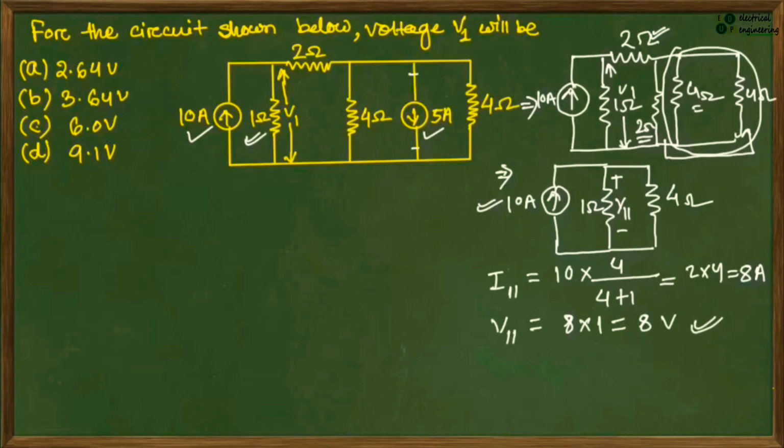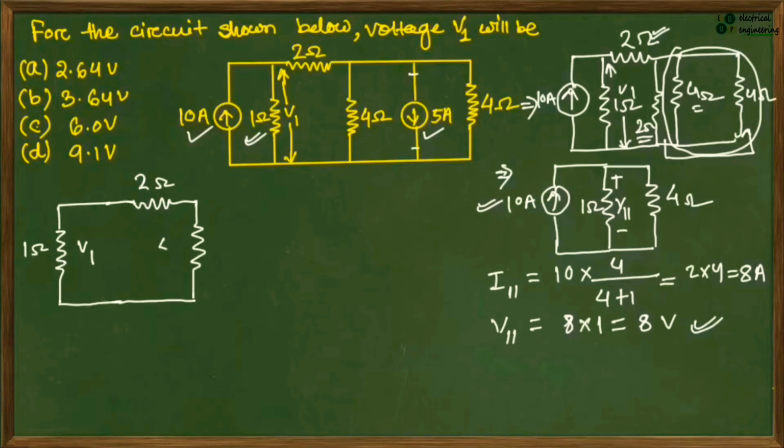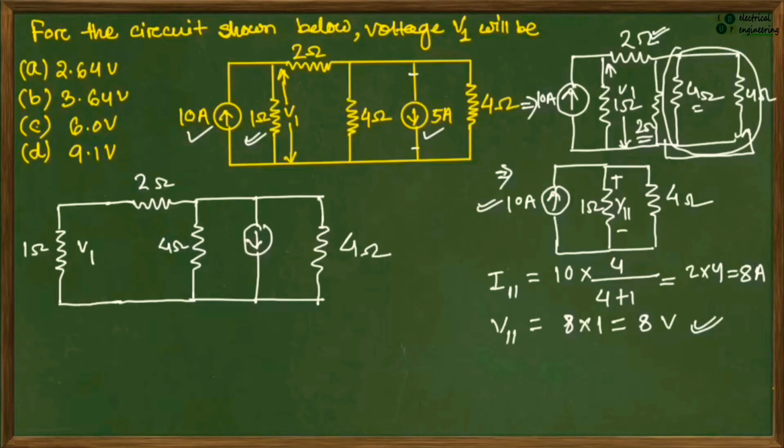Now consider the 5 ampere source alone, by removing the 10 ampere source. Let me redraw the circuit. By opening the 10 ampere source, here there is only the 1 ohm resistance and we have to find this V1 voltage. Here is a 2 ohm resistance, a 4 ohm resistance, a current source, and another resistance of 4 ohm, and this is 5 ampere.